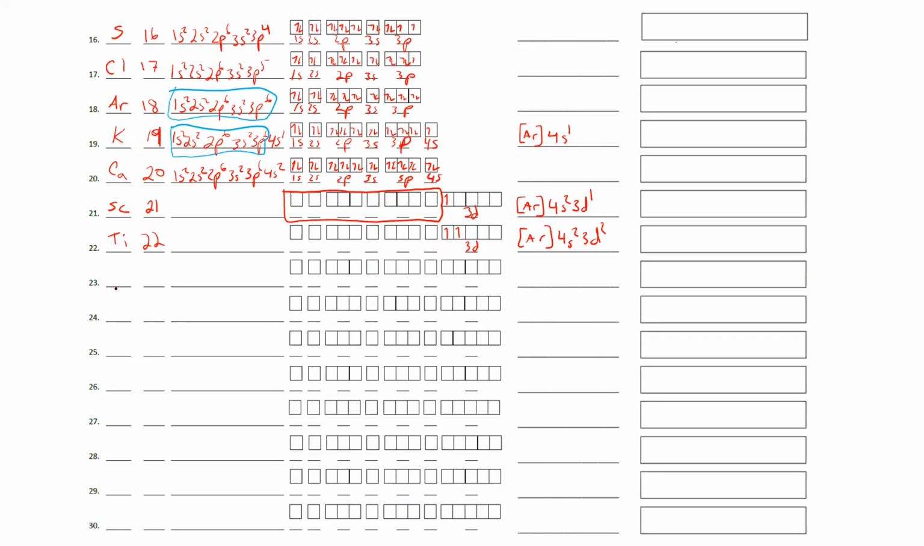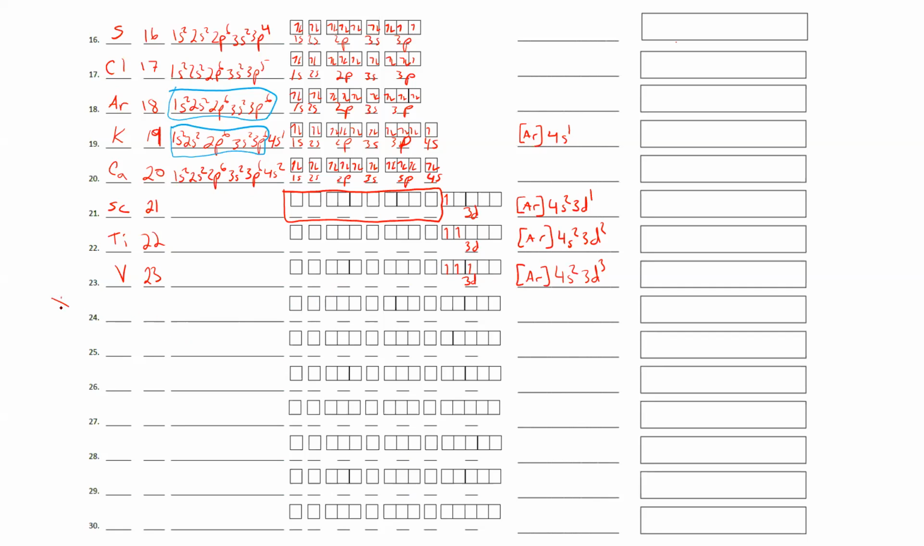When we go to vanadium, we now have 23. And so with vanadium, it's argon, 4s2, 3d3. And so now we've got all of them filled, and now we have 1, 2, 3 electrons in the d orbitals.